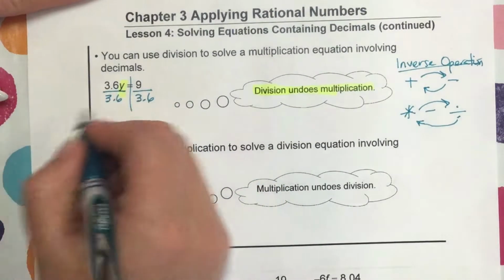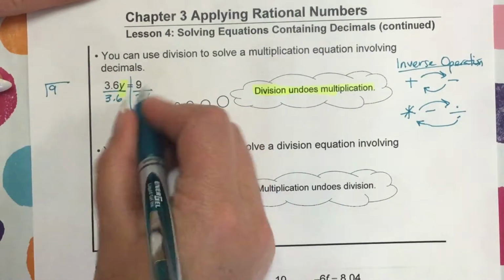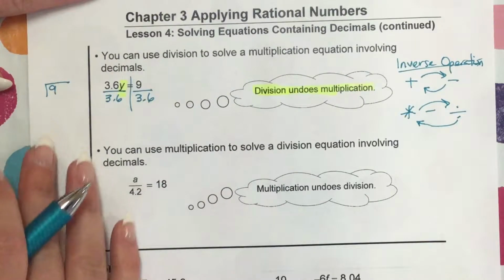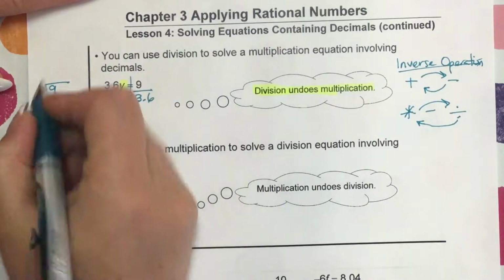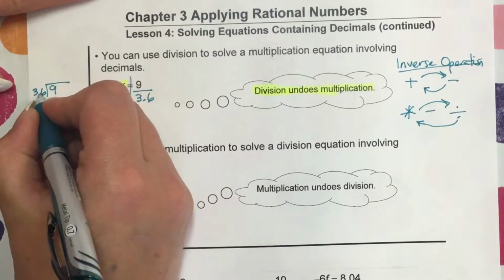So I'm just going to go over to the side and I'm going to do that. And that's what I want you to do when you're doing these problems. On these little calculations, just go off to the side of your paper and do that. So 9 divided by 3.6 right there.